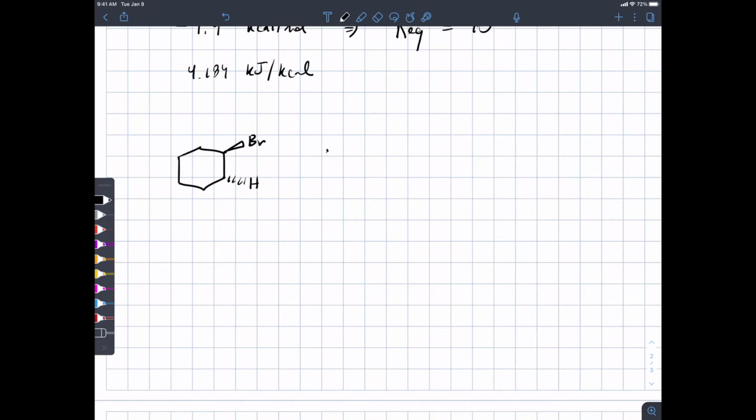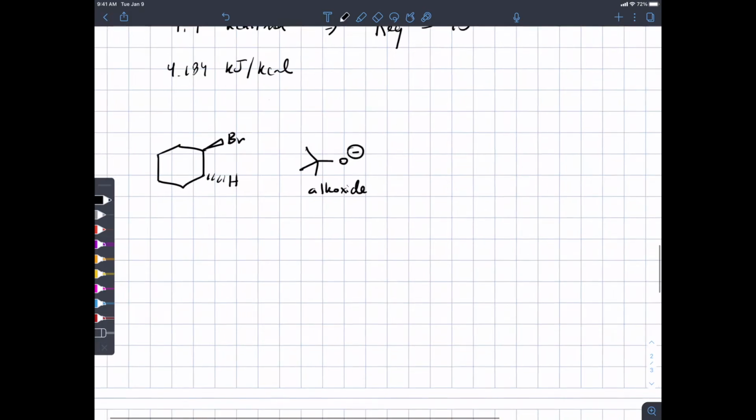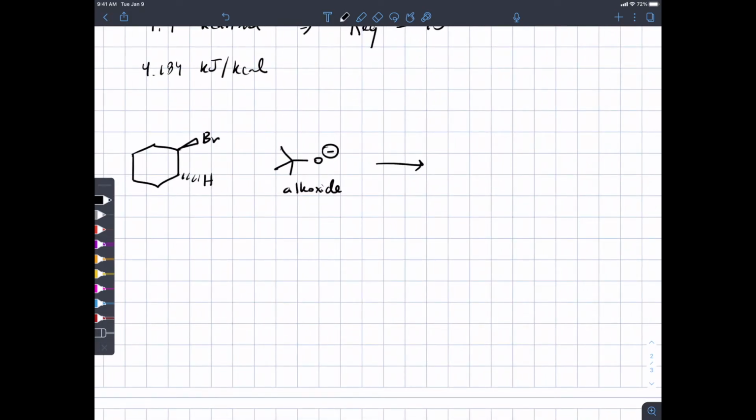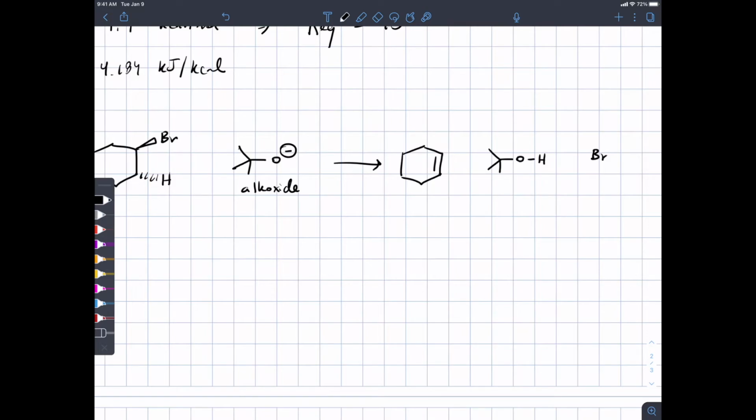So this is an elimination reaction. We're going to take an alkoxide nucleophile/base, and it's going to remove a proton from this carbon, and we're going to get as a product a new carbon-carbon pi bond. We're going to get a new oxygen-hydrogen bond, and we're going to get Br minus.